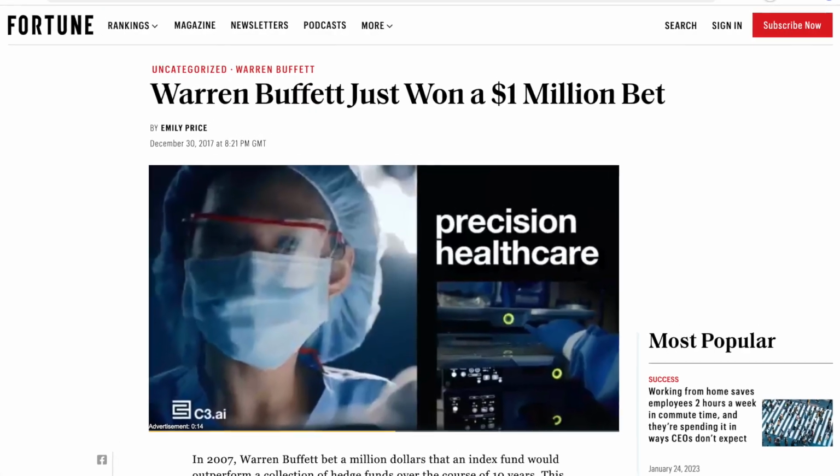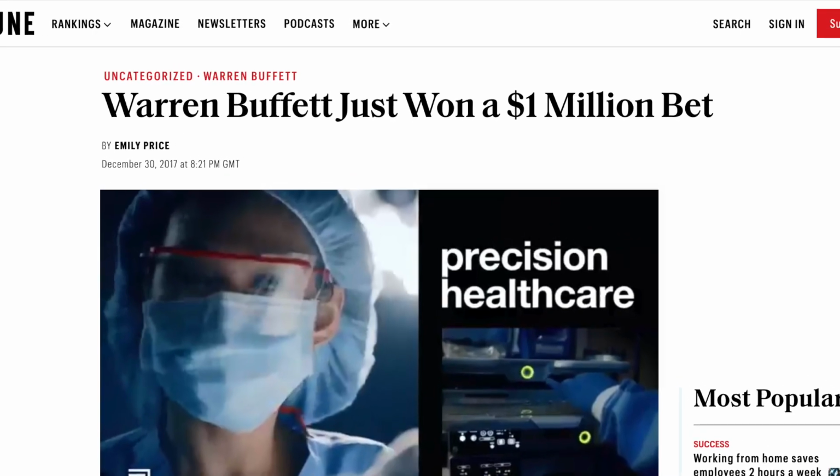Warren Buffett went as far as getting a $1 million bet with hedge funds on which investment strategy is better in the long run, active or passive. This was a 10-year bet, and Warren Buffett won the bet, so he did kind of prove that the passive investment strategy is better, that over the long run you'd still get more money if you just match the market and not try to beat the market.